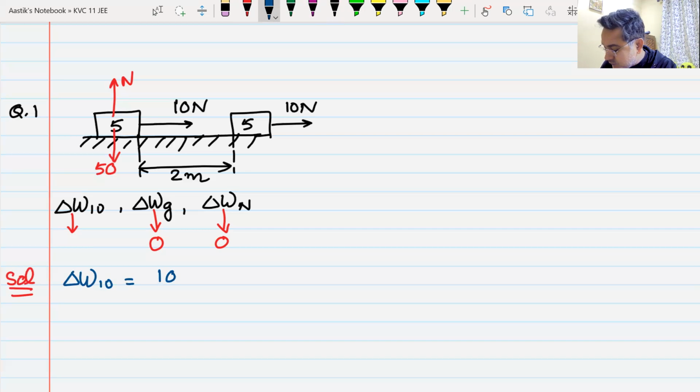Force is 10 multiplied by displacement is 2 meters, multiplied by cos of the angle between force and displacement. This is force, this is displacement. What is the angle? 0 degree. Cos of 0 is how much? 1. So the answer is plus 20 joules. Was it such a difficult question to do?